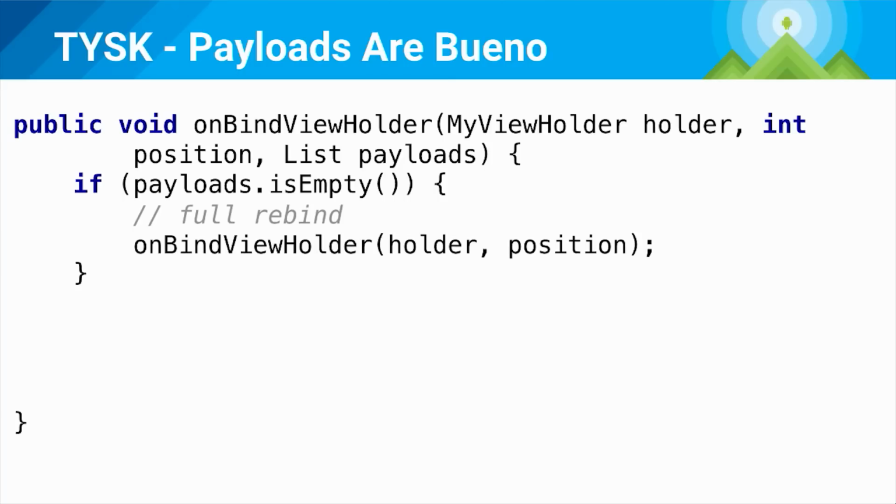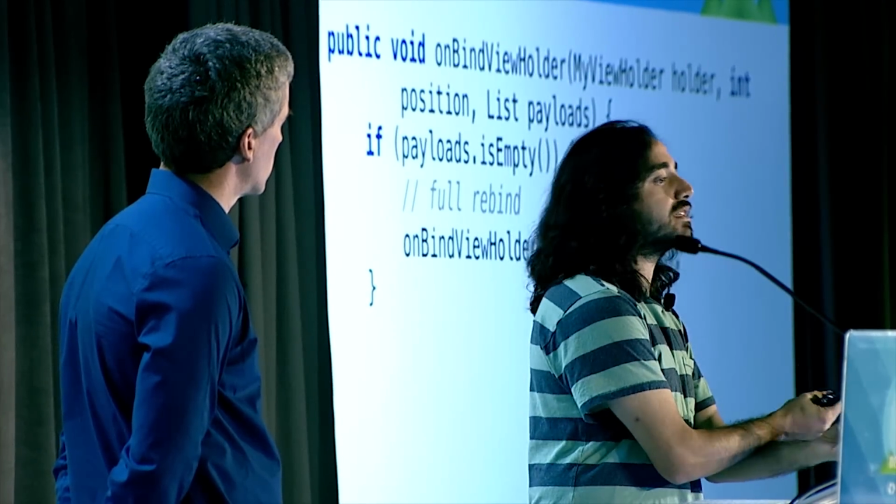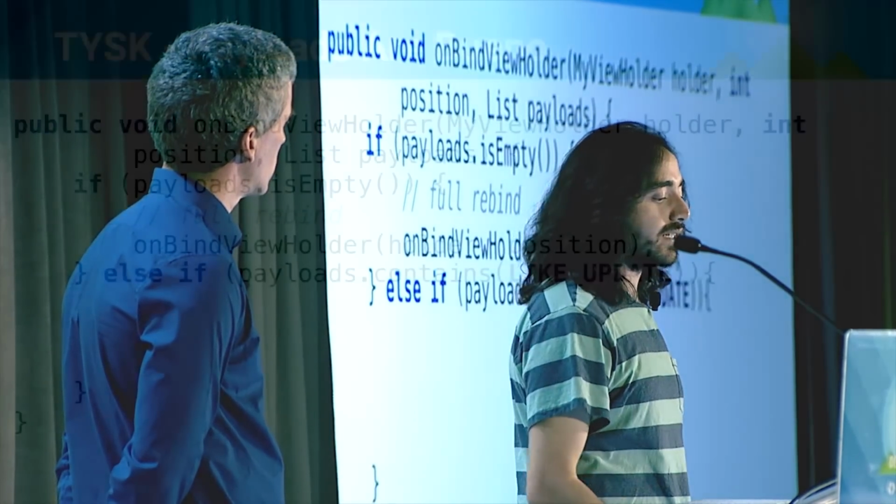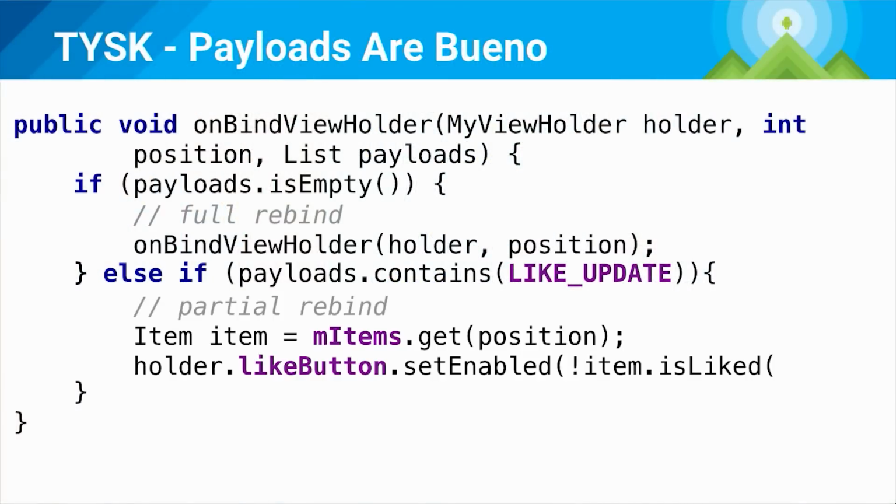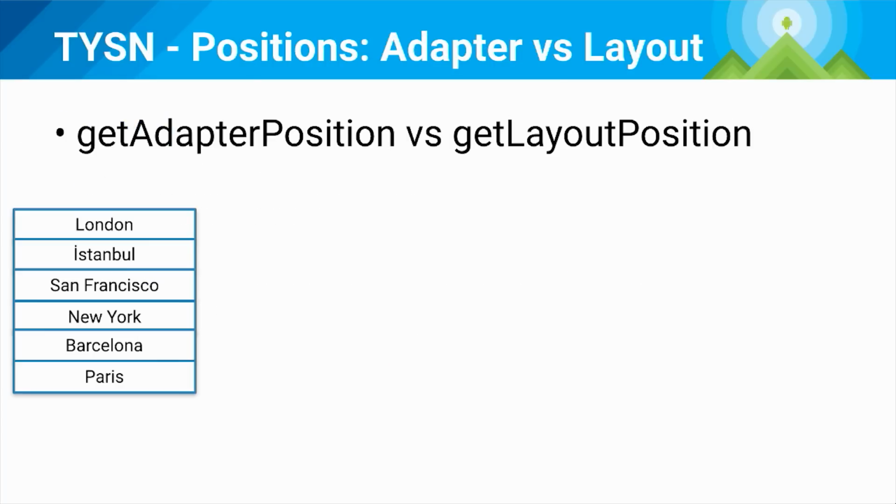But if the payload is not empty, this means we are reusing the same view holder. So you know that view holder was representing the same item before, and a change came for this particular reason. So say it's a like update, the only thing you have to do is change that button, because you know the rest of the view holder is valid. And this same payload information is also passed to your item animator, where you can use it to decide, oh, the like changed, I'm going to animate the heart.